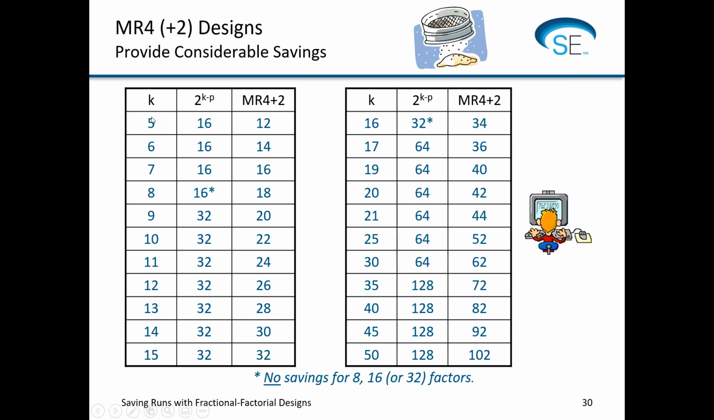One nice design would be the 5 factors in 12 runs. Now there's 6 factors in 14 runs. When you get to 7 and 8 factors, the regular designs are 16 runs, so there's not really a benefit of going to the minimum run design, because those regular fractions are already the minimum runs for 7 and 8 factors. But once you get to 9 and 10 factors, then you get a great savings again in the number of runs that you need.